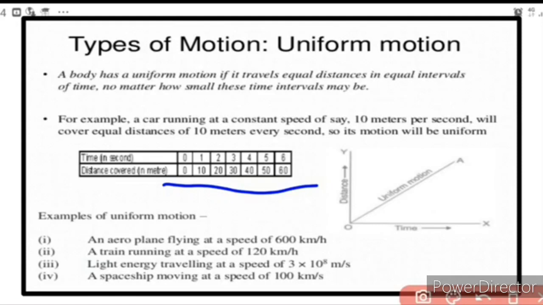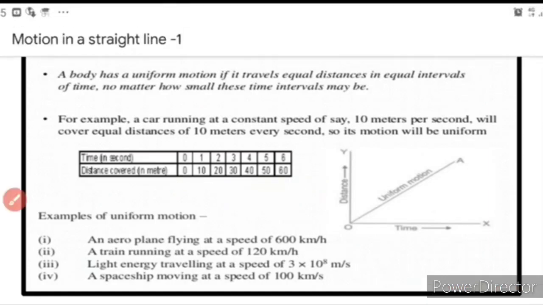Now certain examples of uniform motion are again given: an aeroplane flying at a speed of 600 km per hour, a train running at a speed of 120 km per hour, light traveling at a speed of 3 × 10^8 m/s, and a spaceship moving at a speed of 100 km per second. All are said to be in uniform motion.